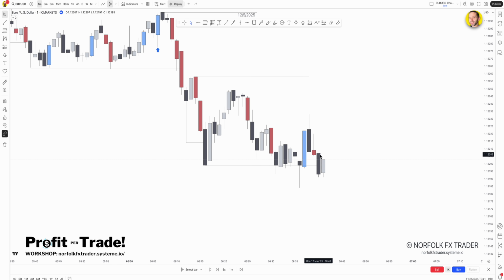So as soon as we see that close down, we look back for our new high. Well, this candle closes above this candle. That means this becomes our new high. And now we just look for the new valid low.